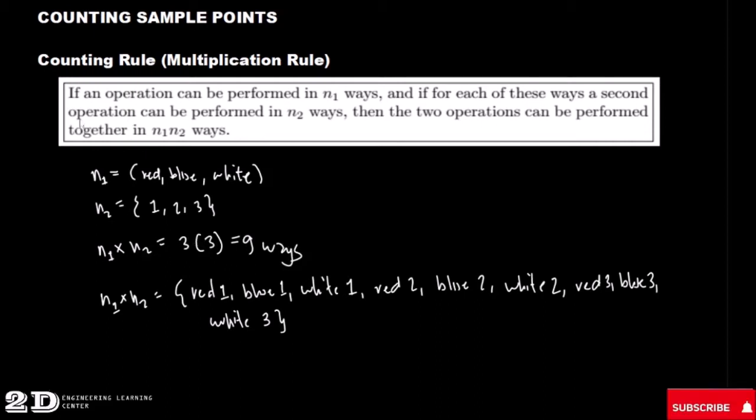So this counting rule is a method by which we know how many sample points are present in the given sample space. If we write down the sample space, the number of sample points we have is equal to the number solved using this multiplication rule. Okay, so we have here an example. How many sample points are there in the sample space when a pair of dice is thrown once?